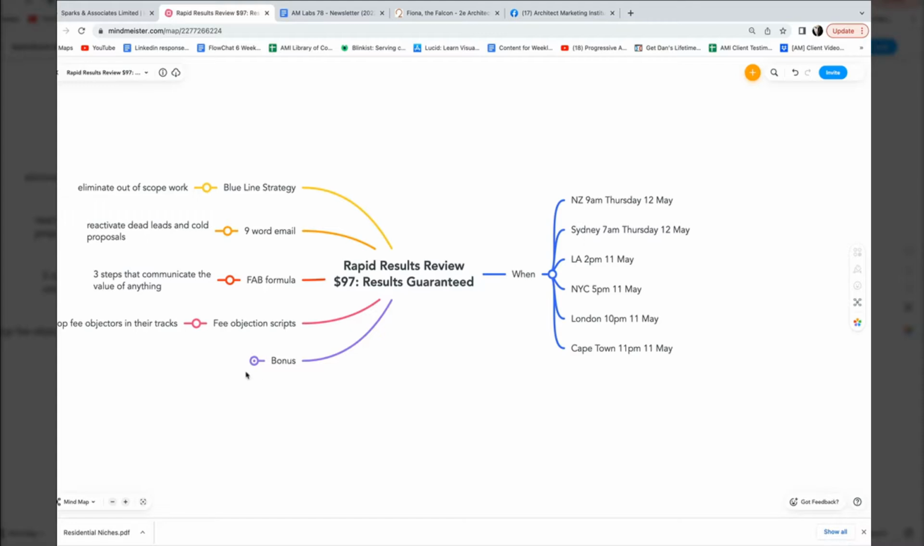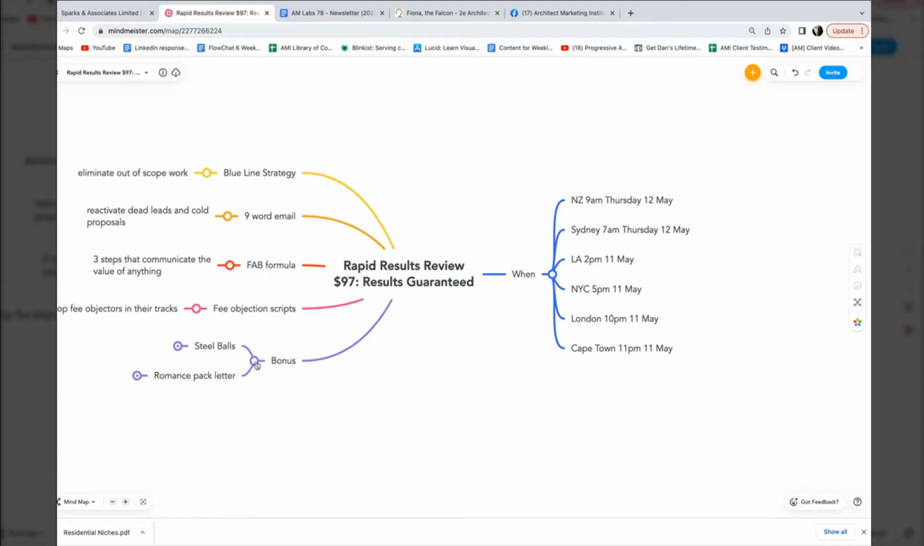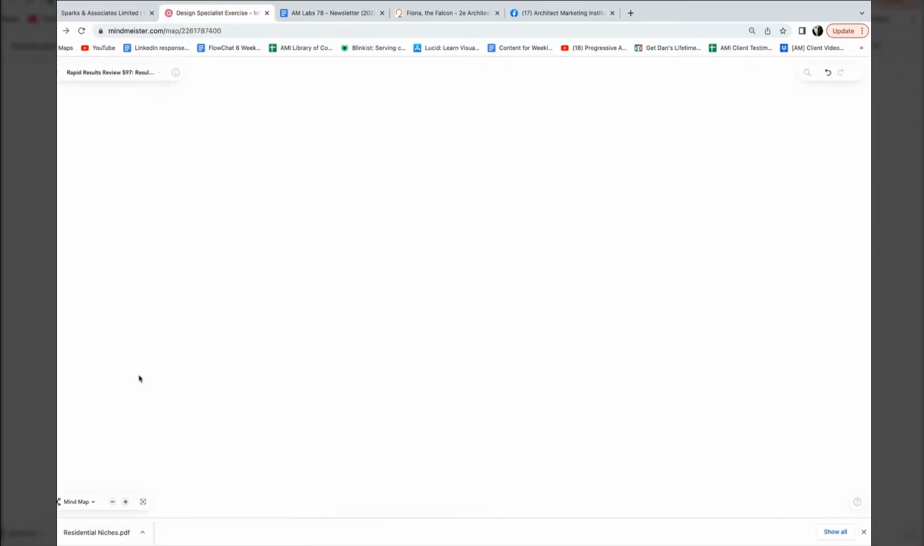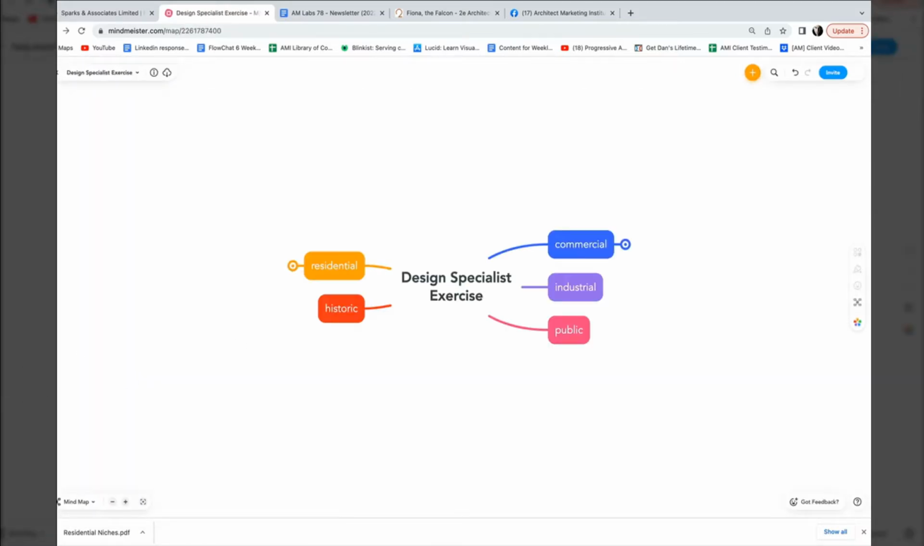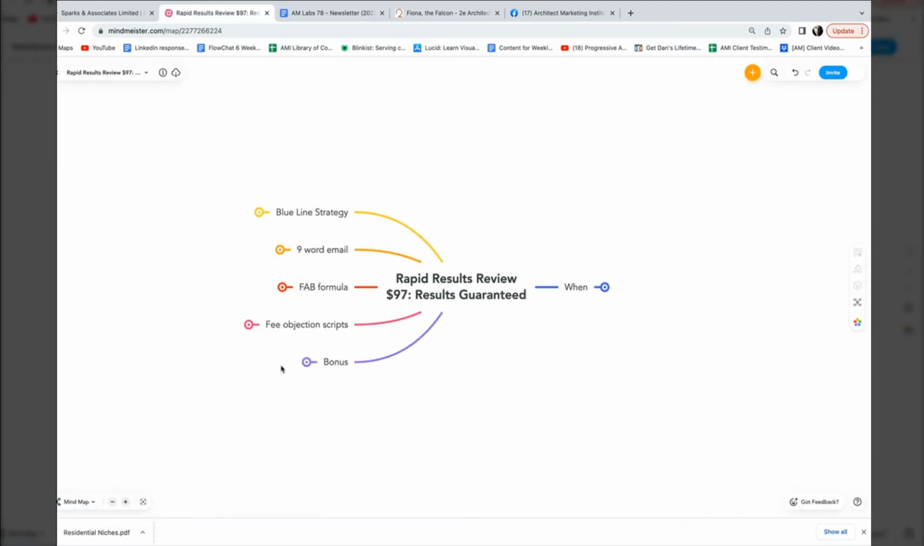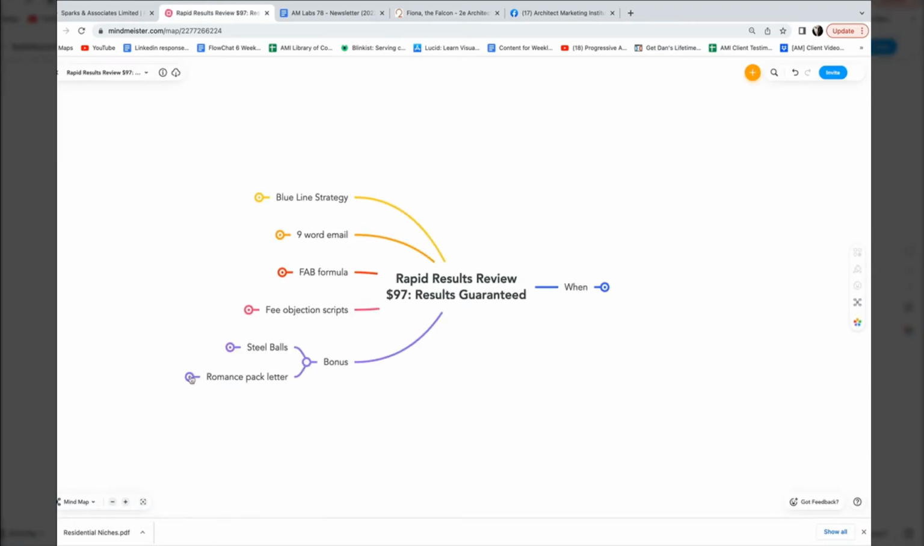Now, I am releasing 2 more quick rapid results strategies for those who are in. One is steel balls, which is about how to command premium fees. This is very much a mindset one that you need to get your head around, and I'll take you through the mindset of steel balls. And the other one is the romance pack letter, which will trigger an avalanche of referrals.